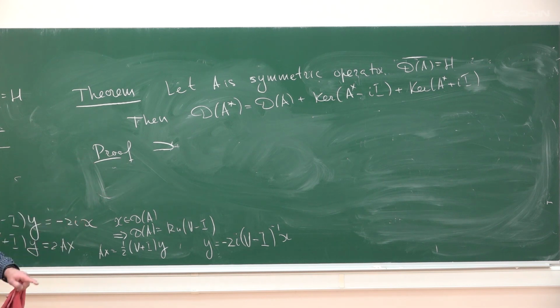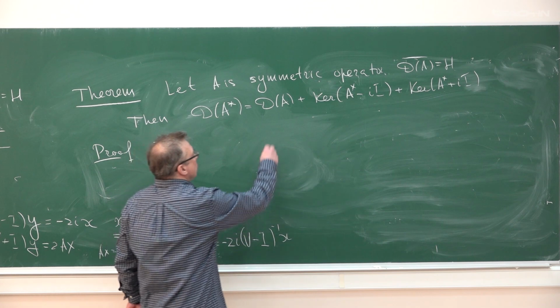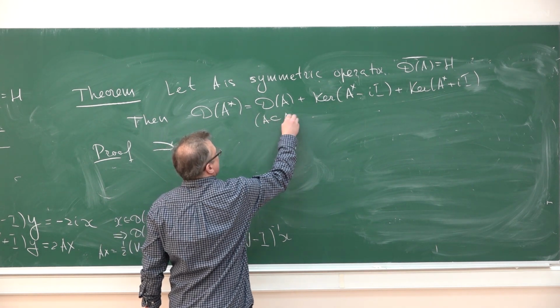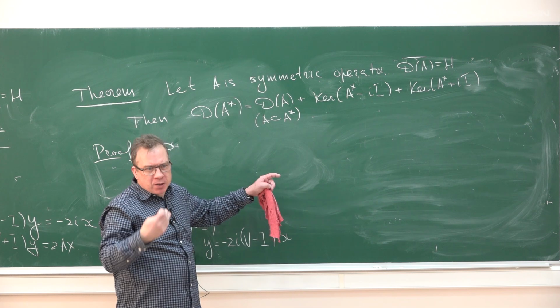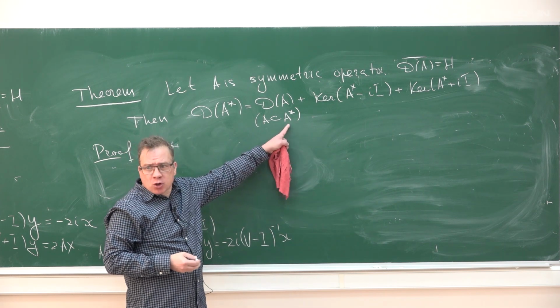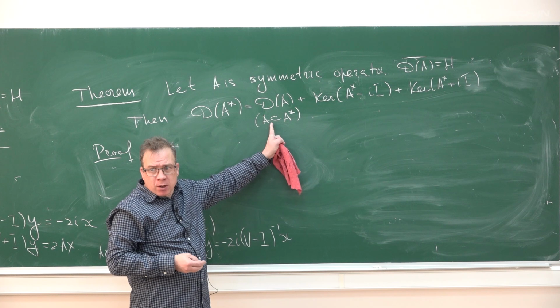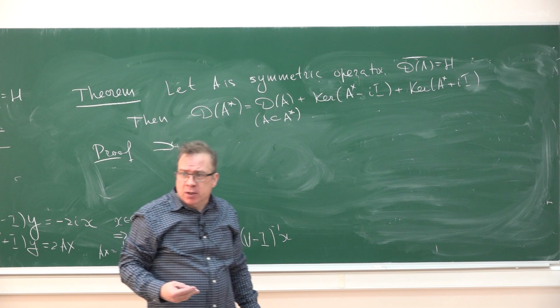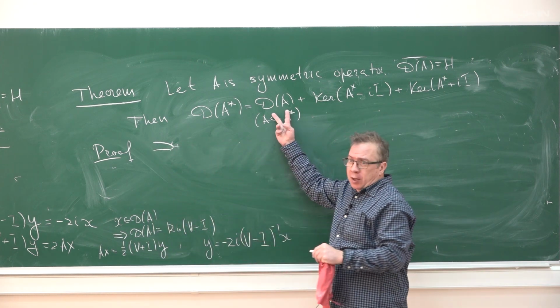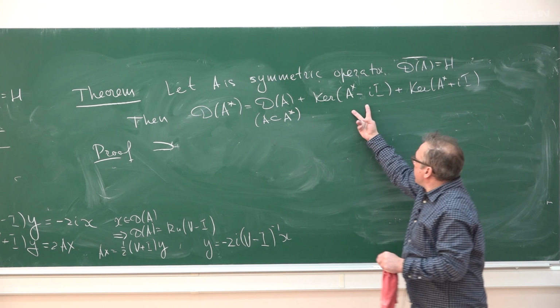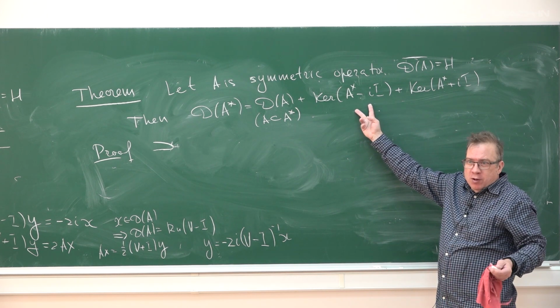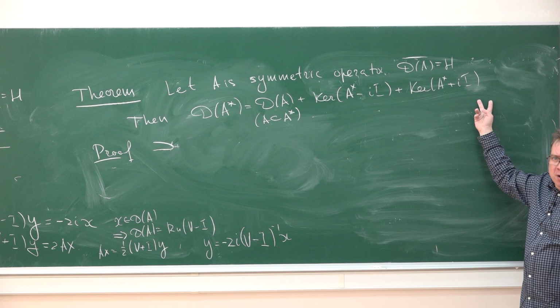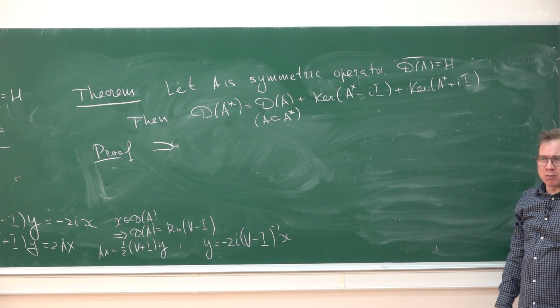Because all terms are from the domain of operator A star. By definition, the equivalent definition of a symmetric operator is that the adjoint operator is an extension of operator A. So the domain of operator A lies inside the domain of operator A star. So this is from the domain of operator A star, and this is from the domain of A star, and this is from the domain of A star. So this inclusion is obvious.